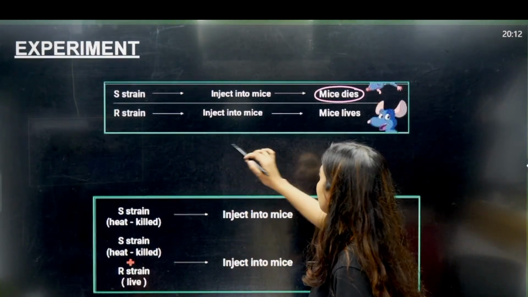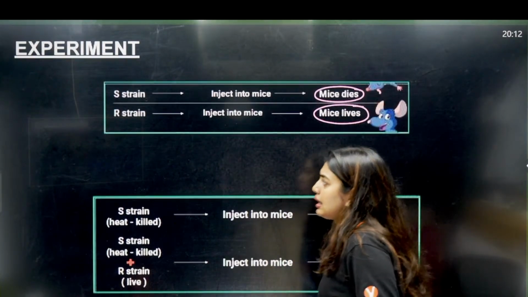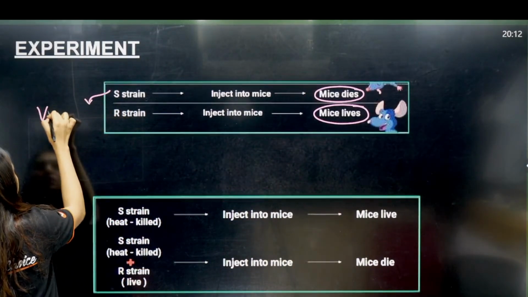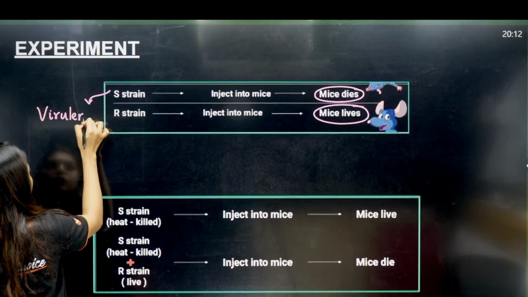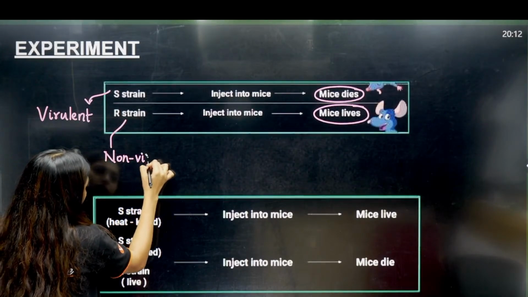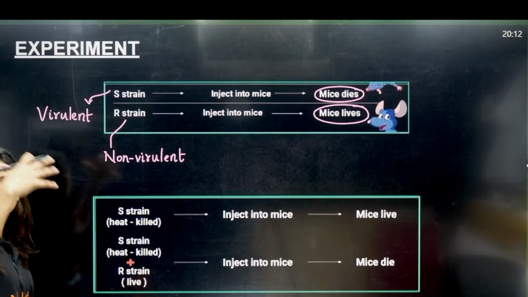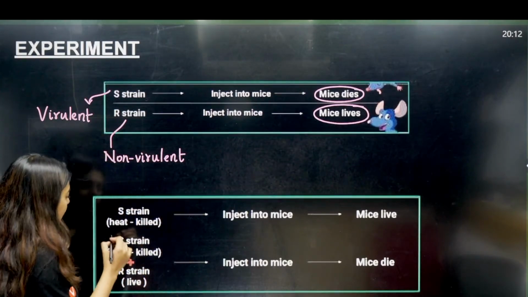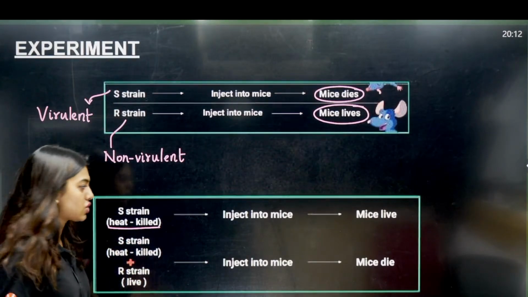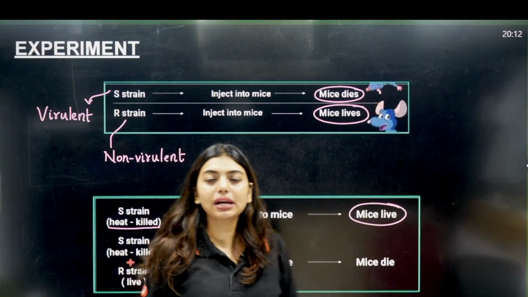Now, when he injected the R strain, the mice lives. Obviously, because of the fact that R strain is non-virulent. Right. This was very clear, students. There was no magic here. This fellow was virulent, so the mice died. This fellow was non-virulent. Then he thought, let me take the experiment to a next level. What he took? He heat killed the S strain. He gave maximum heat and he tried to kill the S strain, and he injected into the mice and the mice lived.